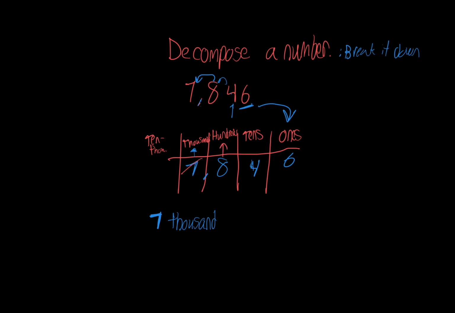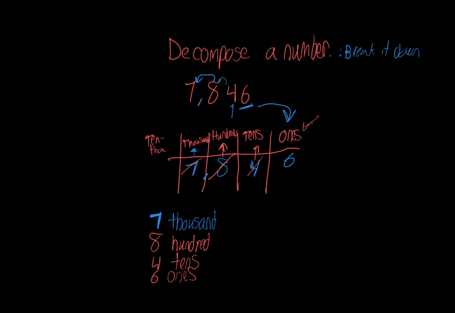800. So we got 800. 100, because it's in the hundreds place value. All right, what's next? Cross out. Then we got 4 tens. And lastly, we got 6. Oops, I'm sorry. We got 6. What's that? Ones. All right, and that's how you decompose a number.